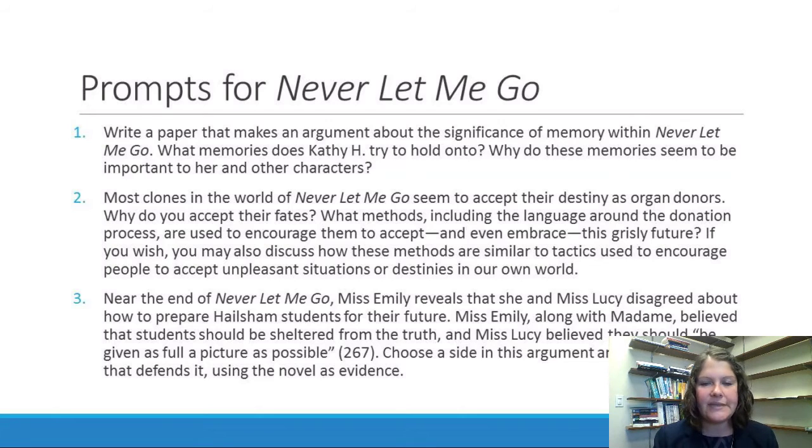And then the last prompt is near the end of Never Let Me Go. Miss Emily reveals that she and Miss Lucy disagreed about how to prepare Hailsham students for the future. Miss Emily, along with Madame, believed that students should be sheltered from the truth, and Miss Lucy believed that they should be given as full a picture as possible. So choose a side in this argument and write a paper that defends it using the novel as evidence. So this is basically a prompt that asks you to think more about this question that Tommy and I think Kathy actually disagree on as well.